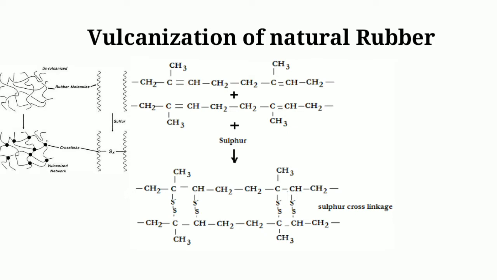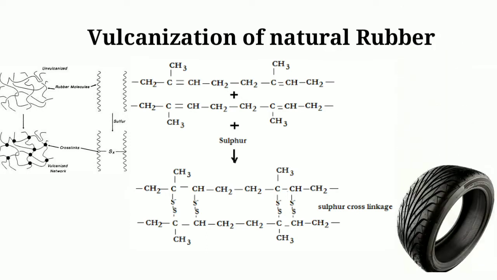So to make the natural rubber more strong, tough and elastic, it is vulcanized. During the vulcanization process, the natural rubber is mixed with 3 to 5% sulfur and heated at 100 to 150 degrees Celsius. Because of this, it forms cross-linking of cis 1,4 polyisoprene chains through disulfide bonds. Because of the presence of these disulfide bonds, it becomes more strong, more tough and elastic. It is known as vulcanization of rubber.